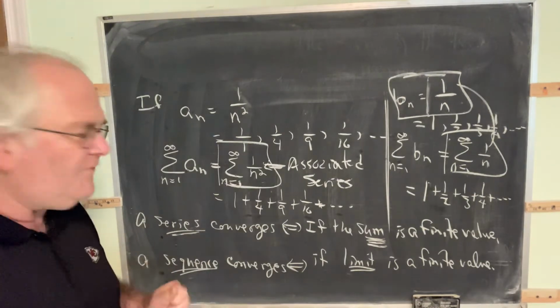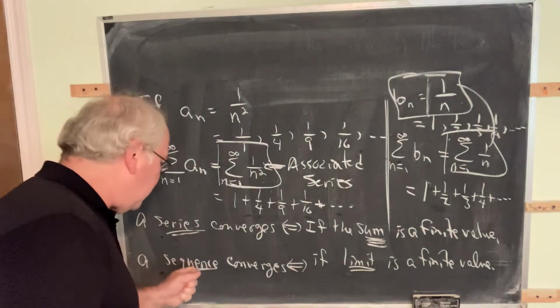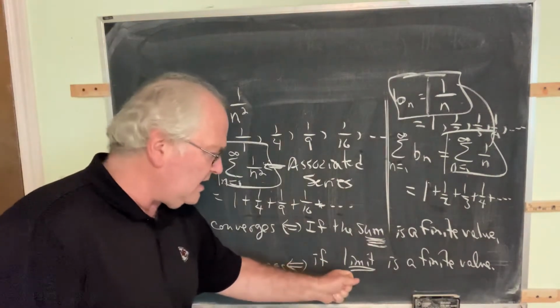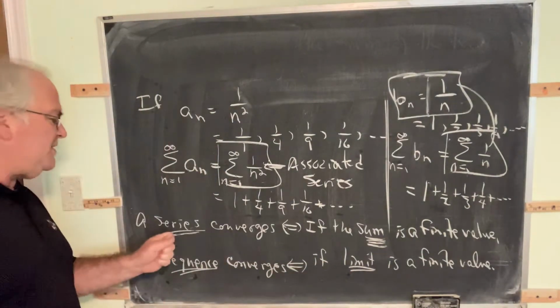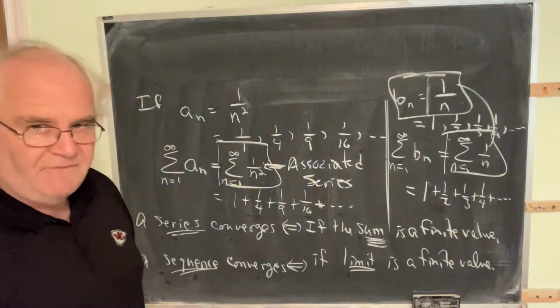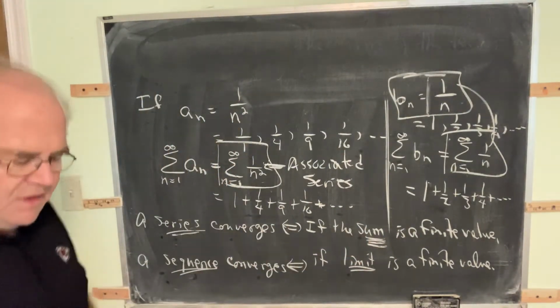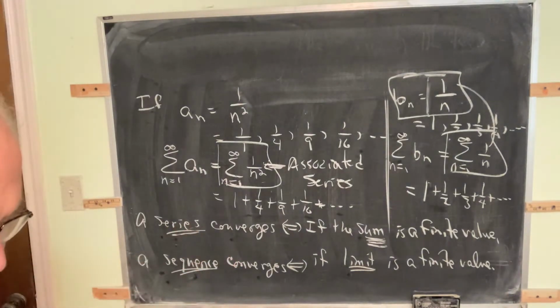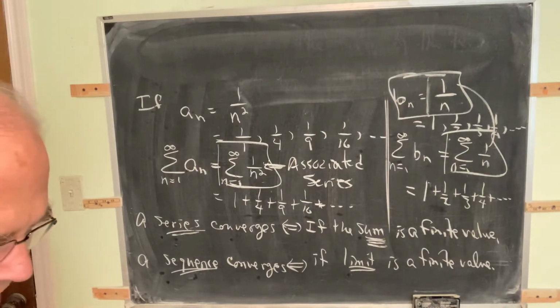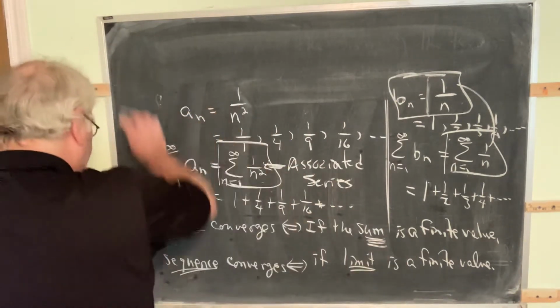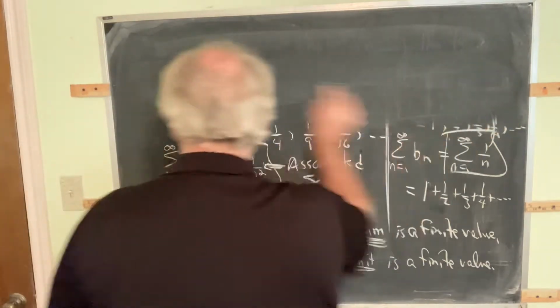All we have so far is the definition of sequence convergence: the limit is finite. The definition of series convergence is the sum is a finite value. And so it's very similar, but those are different notions, different ideas. So let's take a bit of a review here.